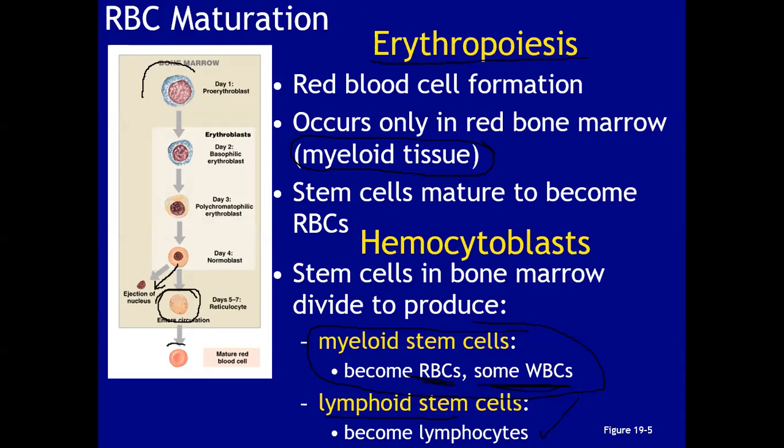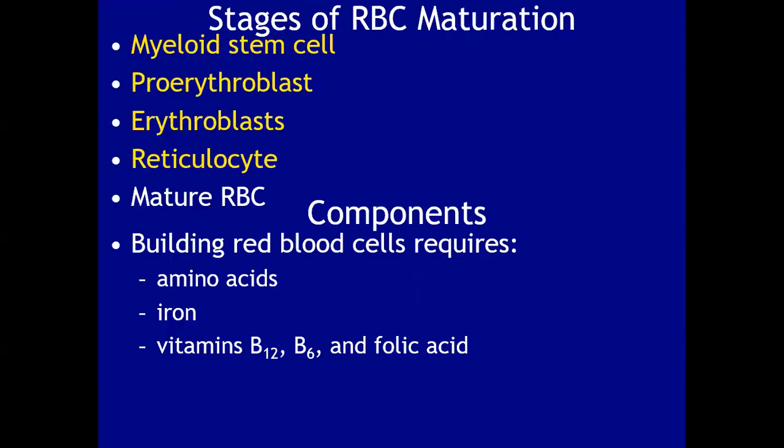It is not the nice, pretty shape that we see of a mature red blood cell, still kind of round, packed full of this hemoglobin. And then once it's out in the circulation, it converts itself to a mature red blood cell. So 5 to 7 days. Remember, we got to go from a myeloid stem cell all the way through that.